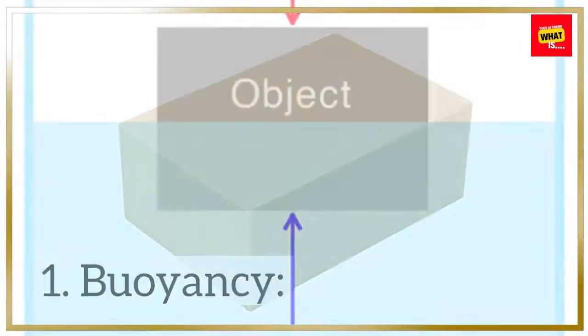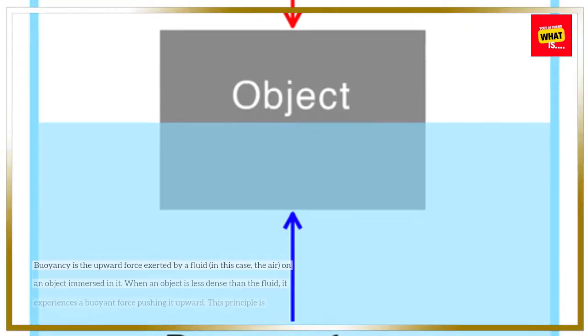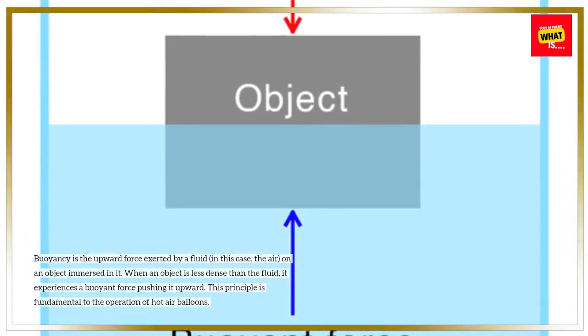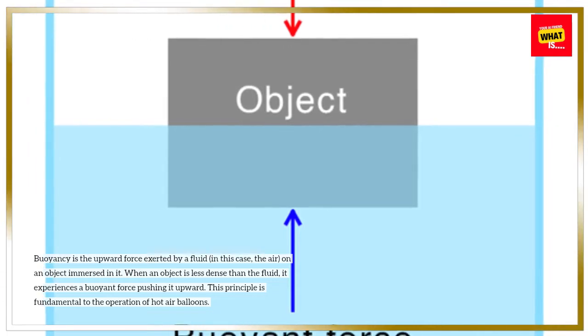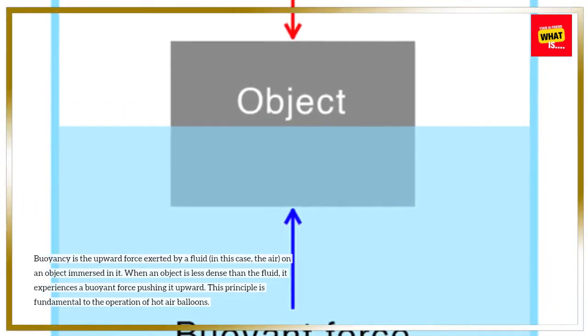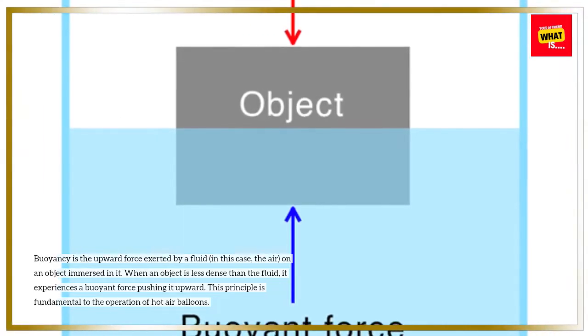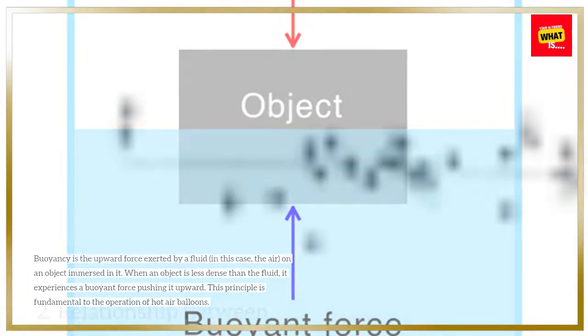1. Buoyancy. Buoyancy is the upward force exerted by a fluid, in this case, the air, on an object immersed in it. When an object is less dense than the fluid, it experiences a buoyant force pushing it upward. This principle is fundamental to the operation of hot air balloons.